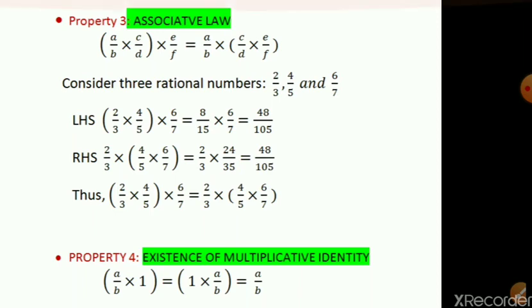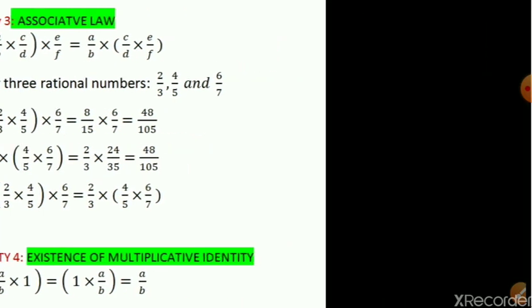Fourth property, existence of multiplicative identity. The rational number 1 is the multiplicative identity for rationals. That is, if we multiply a rational number with 1, we'll get the same rational number as our answer.